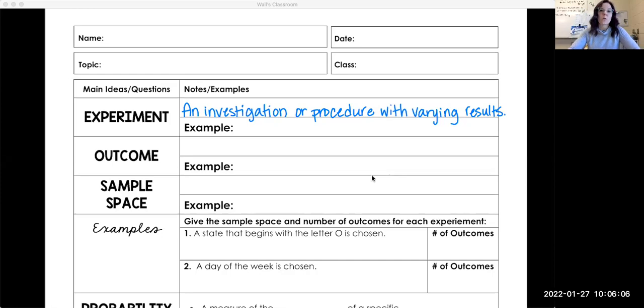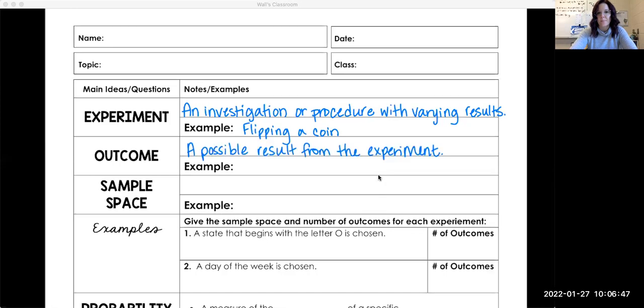For instance, rolling a number cube or taking a card out of a standard deck of cards or flipping a coin. An outcome is a possible result from our experiment. So our example of an experiment, flipping a coin, has two possible outcomes. One of them is heads and the other is tails. And a sample space is when we list the set of all possible outcomes.